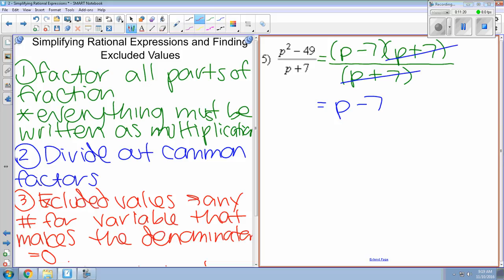Now you have to find your excluded values. Take your denominator, always just the bottom, set it equal to 0. Solving it, you get p is negative 7. So my excluded value is negative 7.